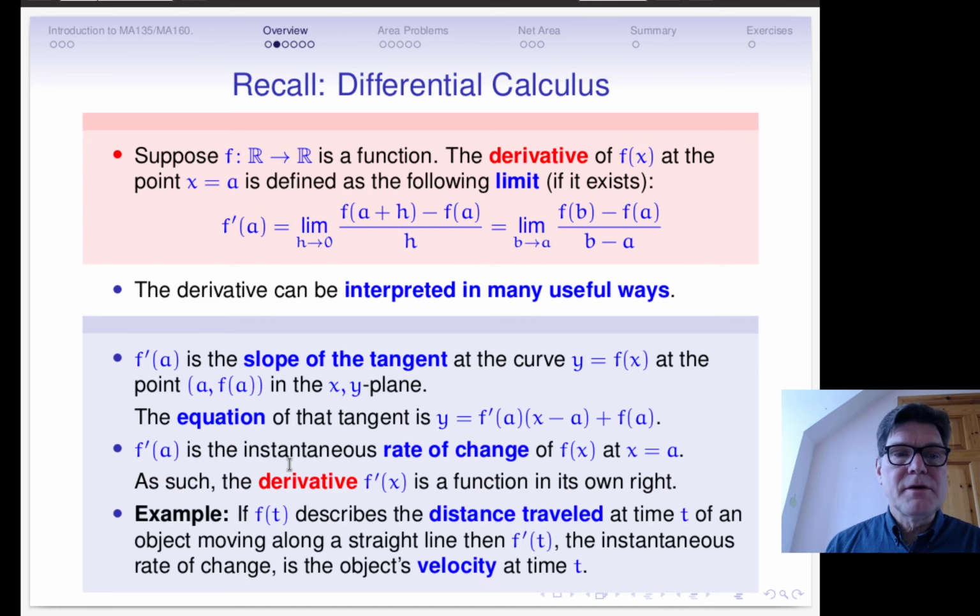The prime example here is an object moving along a straight line, where if you use a function f of t, a function of time, to measure the distance traveled by this object at time t, then the derivative f prime of t, the instantaneous rate of change in the distance traveled, of course, is the object's current velocity at point t in time. And we'll come back to this example in the context of the integral calculus later.